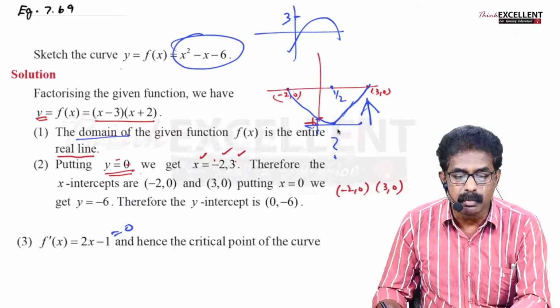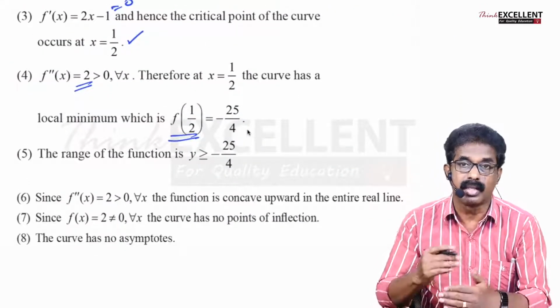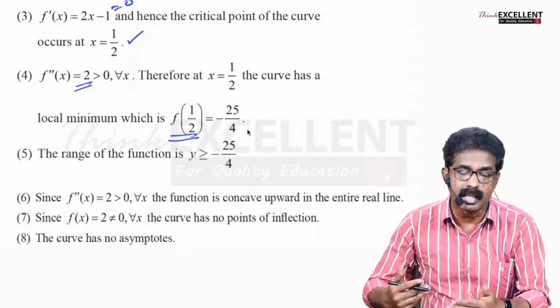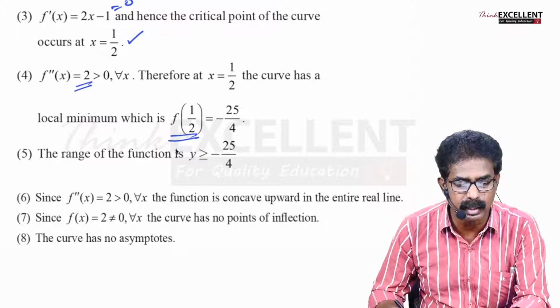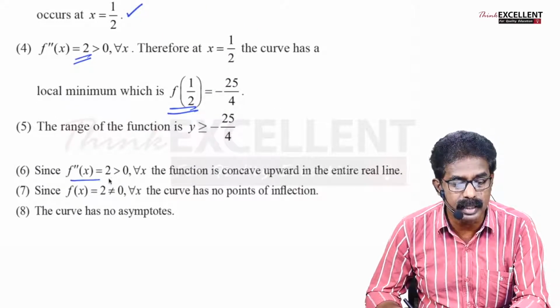But here the minimum value is what? Minus 25 by 4. So the range cannot be less than minus 25 by 4. It is more than that. Okay. Now for concavity, you find the second derivative. Actually, the second derivative is 2.